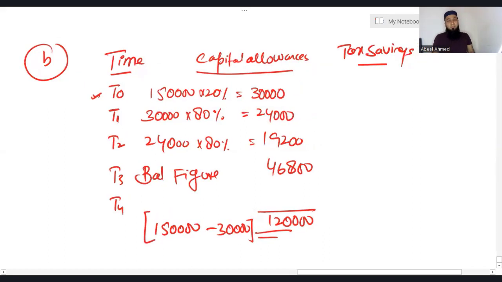Now tax saving. Since the tax is paid with a delay of 1 year, so 30,000 into 30%, tax saving will arise from T1. So that is 9,000. T0 tax will be saved in T1. So 24,000 into 30% is 7,200.